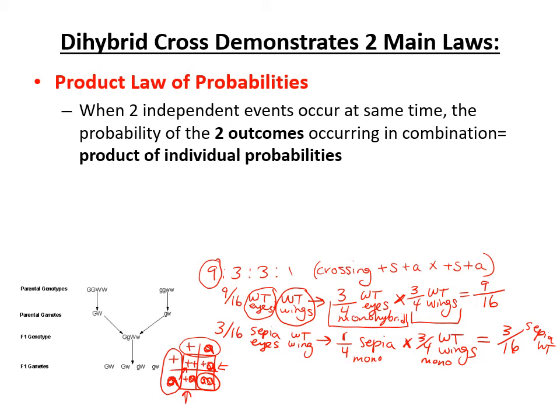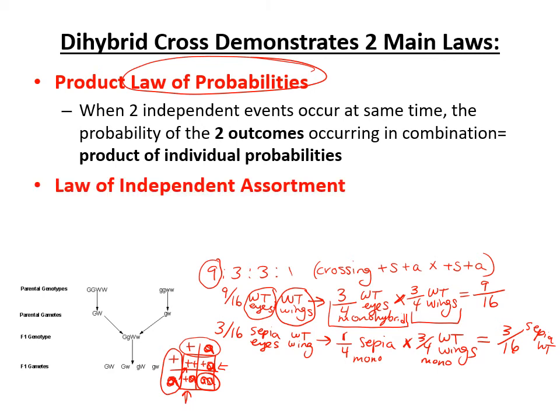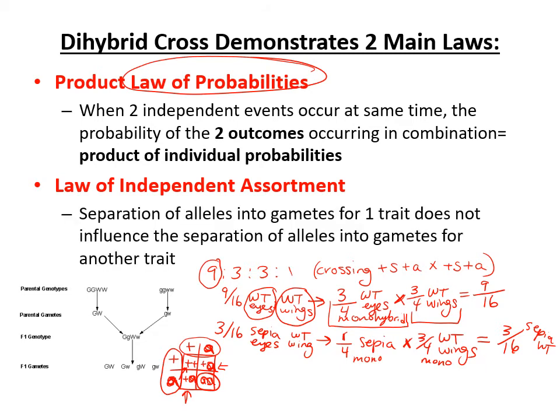Okay? What we just drew out is representing the product law of probabilities. Okay? And whenever there's probabilities, you will usually see some sort of form of multiplication. There's also the law of independent assortment represented by the dihybrid cross, which we've already mentioned last time.